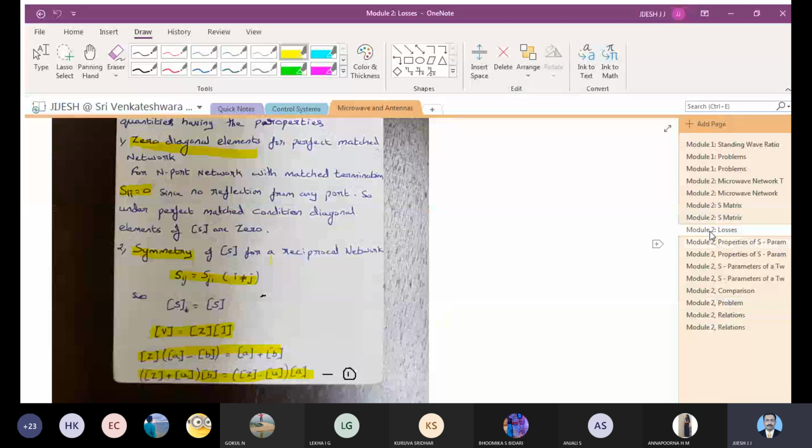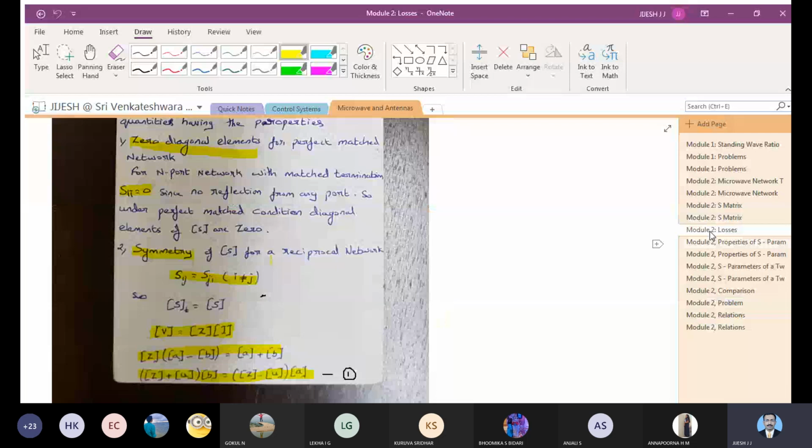So for symmetry you will get S22. S22 will be equal to Z1 minus Z2 divided by Z1 plus Z2, and that will be equal to minus S11. Taking the symmetry, you'll get this. So you got the reflection coefficient, and by using the symmetry you get S22 by taking A1 equal to 0, and here you have taken A2 equal to 0. A2 equal to 0 gives S11, and A1 equal to 0 gives S22.